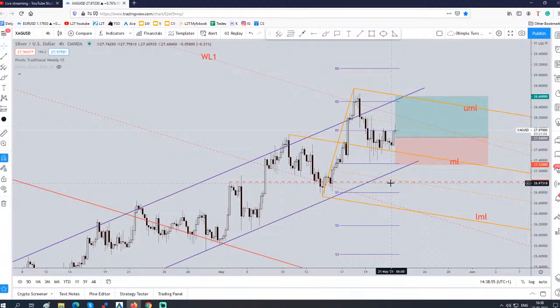We could see further growth here if the price of silver really manages to make a bullish closure on the 4-hour chart above 27,963. Then the price of silver could continue to increase.